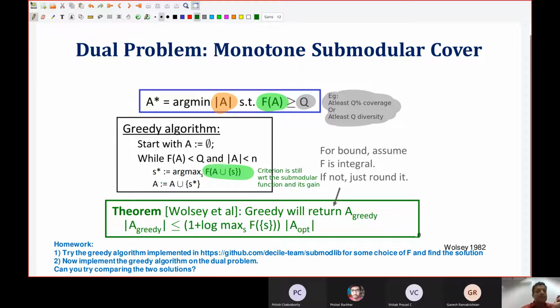Look at it. Because you're dealing with a minimization problem here, we have a less than or equal to inequality. It's a guarantee: it will not be worse than so much. In the maximization, you're saying you'll at least achieve so much. Here you say at most the size will be so much. So you had to try the greedy algorithm implemented in Submodlib for some choice, find the solution, and now implement the greedy algorithm on the dual problem. You understood the problem at least, right?